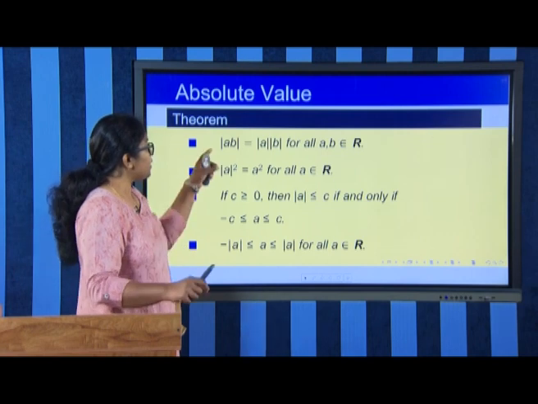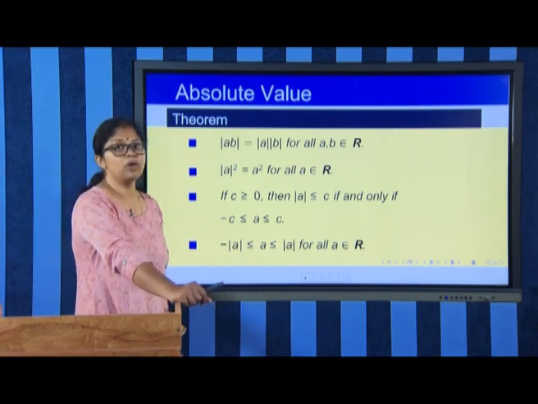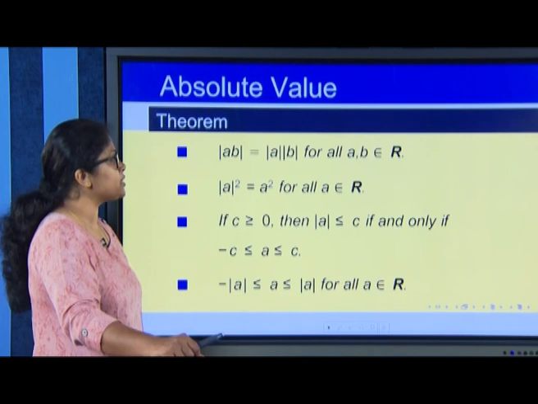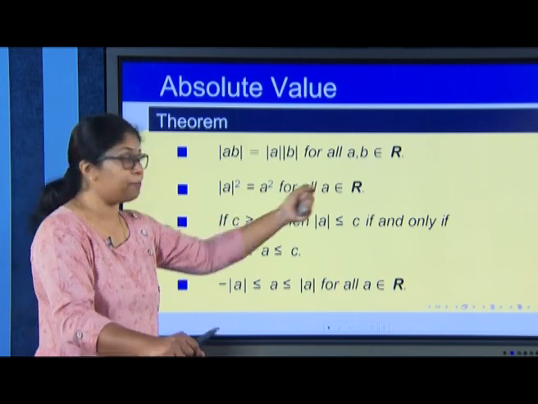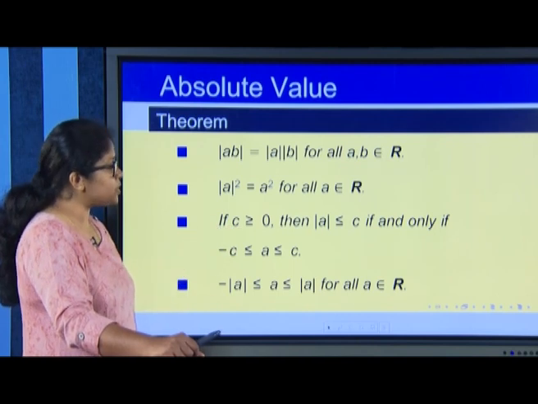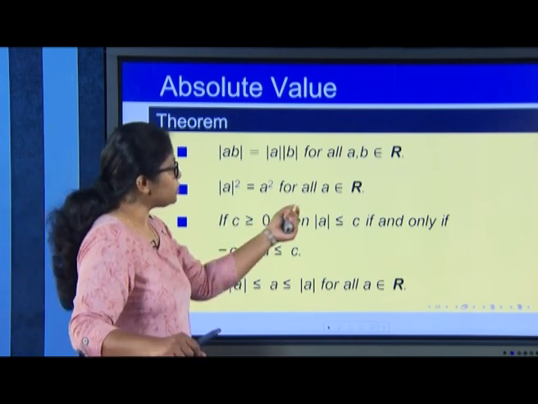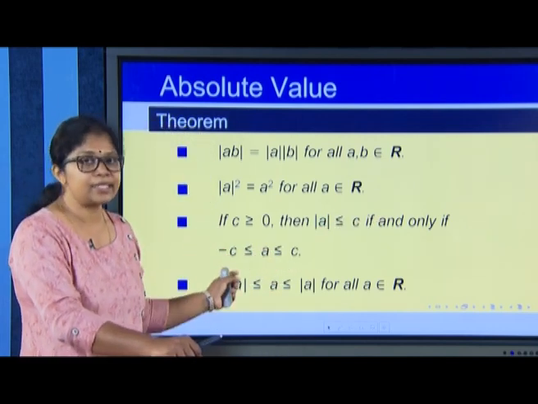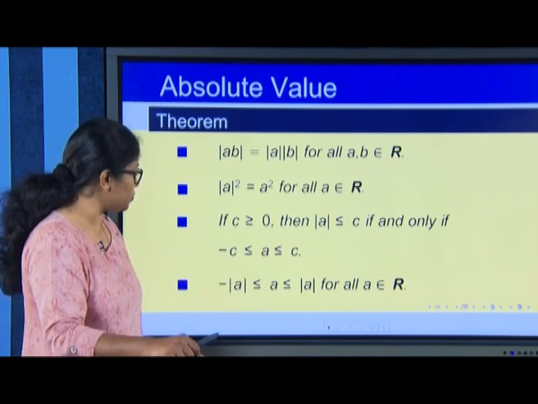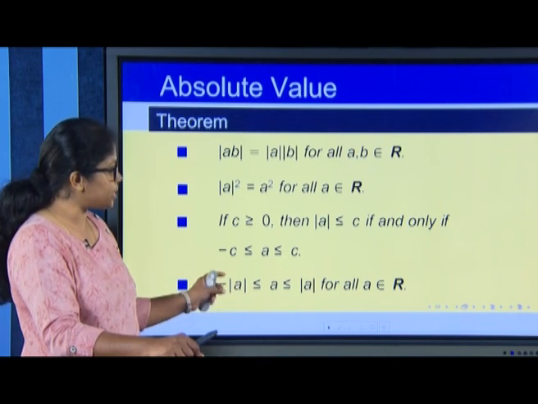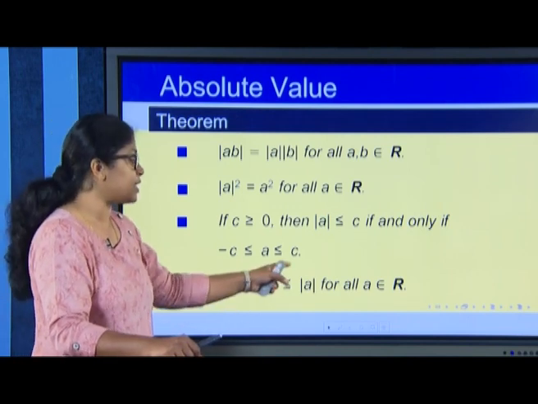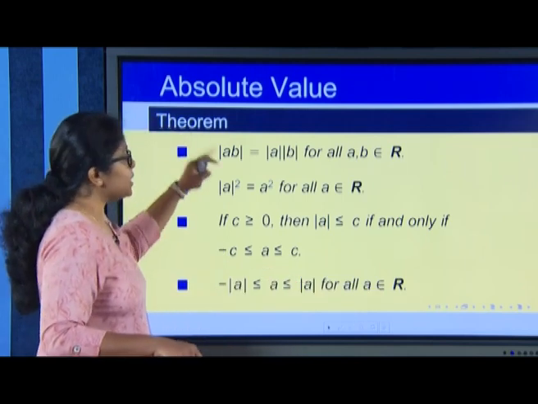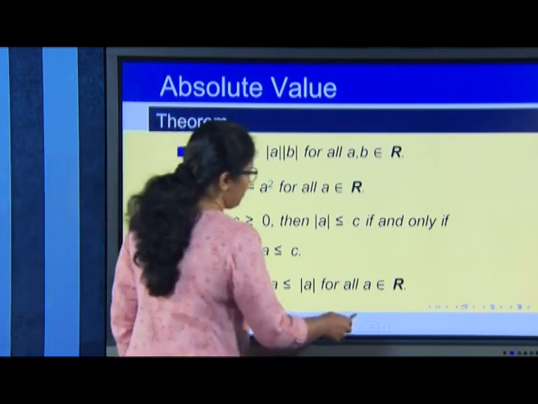Modulus of AB is equal to mod A into mod B for all the real numbers A and B. Mod A square is equal to A square for any real number A. If C is a non-negative real number, mod A less than or equal to C is equivalent to writing minus C less than or equal to A less than or equal to C. And we have another result: negative of mod A is less than or equal to A less than or equal to mod A for all the real numbers A in R. So, let us see the proof of each of these results one by one.